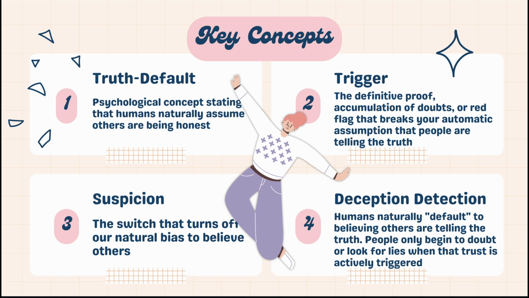One of the biggest concepts in truth default theory is something called the truth default. This basically means people naturally believe others are being honest. Suspicion usually develops only after there's a trigger, such as inconsistent behavior, unusual actions, or overall evidence that something's just not adding up or making sense. The theory also explains why people are generally not great lie detectors. A lot of the time, people rely more on assumptions and trust than actual evidence.